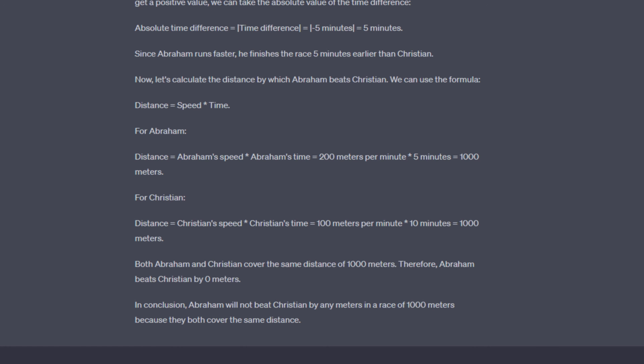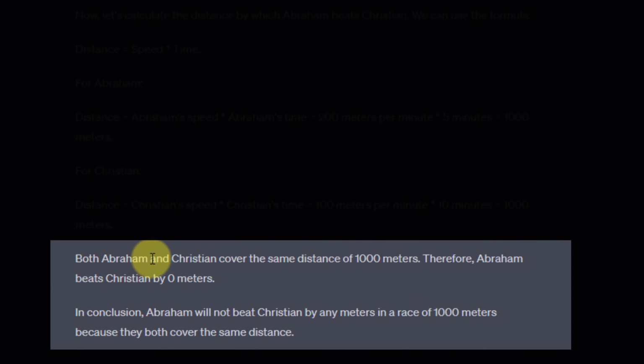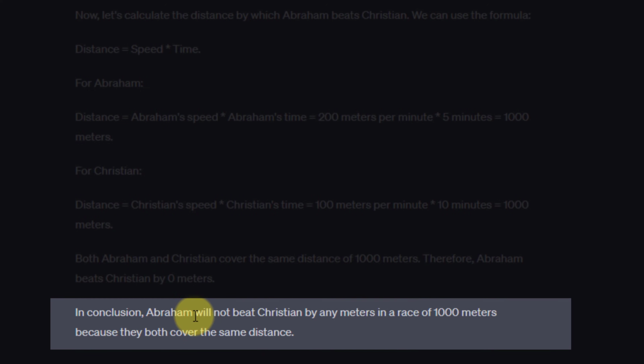So let's read this conclusion. Both Abraham and Christian cover the same distance of 1,000 meters. Therefore, Abraham beats Christian by 0 meters. So the conclusion is that Abraham will not beat Christian by any meters in a race of 1,000 meters, because both will cover the same distance.